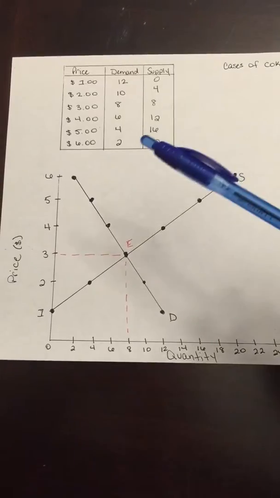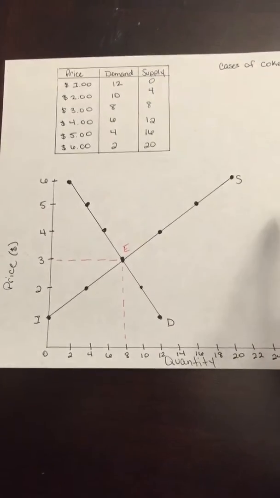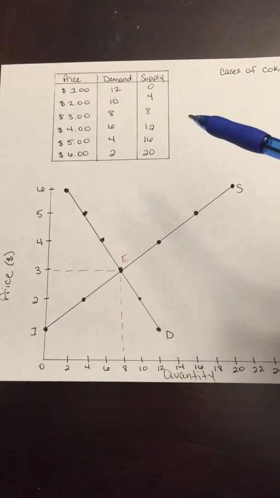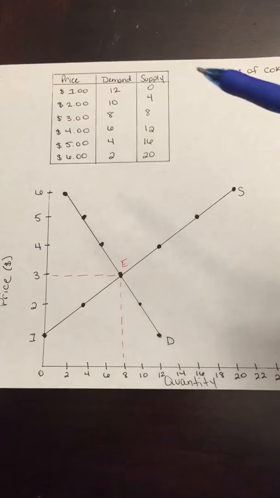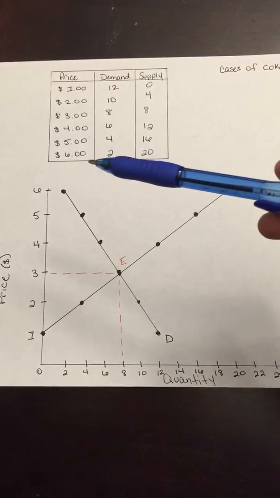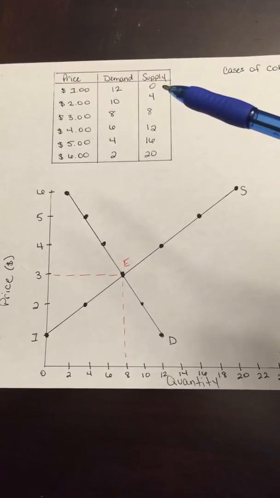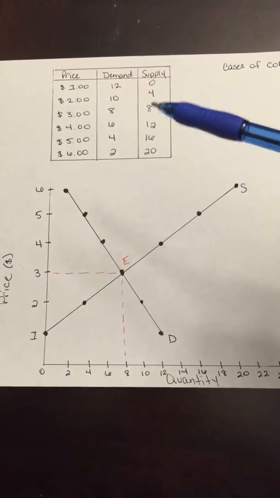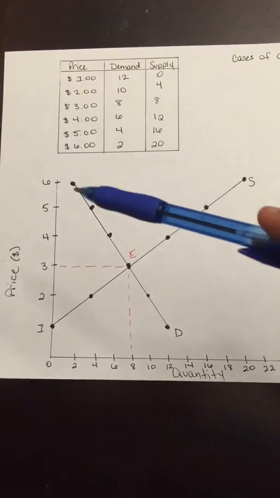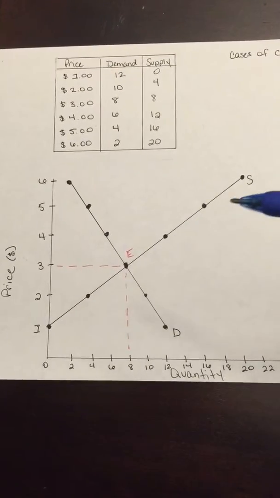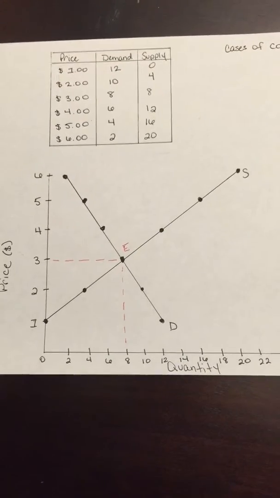I've created a table here that'll show you the prices from $1 to $6 and the demand and supply that goes along with it. So at $1, demand is at 12 cases of Coke versus at $6, maybe only 2 cases of Coke. For supply, at $1, the supply is 0, and at $6, supply is at 20. I plotted all of the information from the table here to show an equilibrium point of $3.